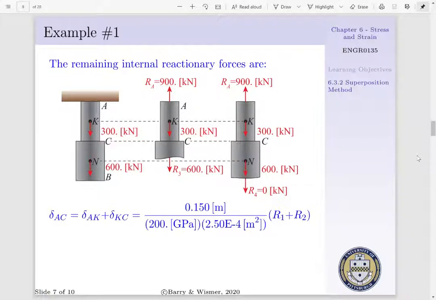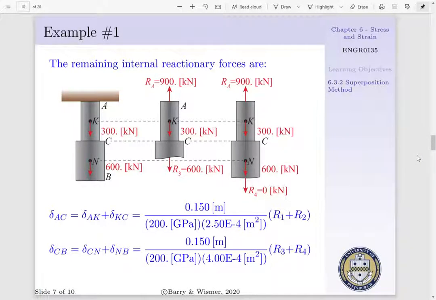Now, member AK and KC each have a length of 0.150 meters, each has modulus of elasticity of 200 gigapascal, and each has a cross-sectional area of 2.50 e to minus 4 meters squared. Now, in member AK, we have R1 existing, and in member KC, we have R2 existing. Thus, we can say delta AC is equal to 0.150 meters per 200 gigapascal times 2.50 e to minus 4 meters squared times the quantity R1 plus R2.